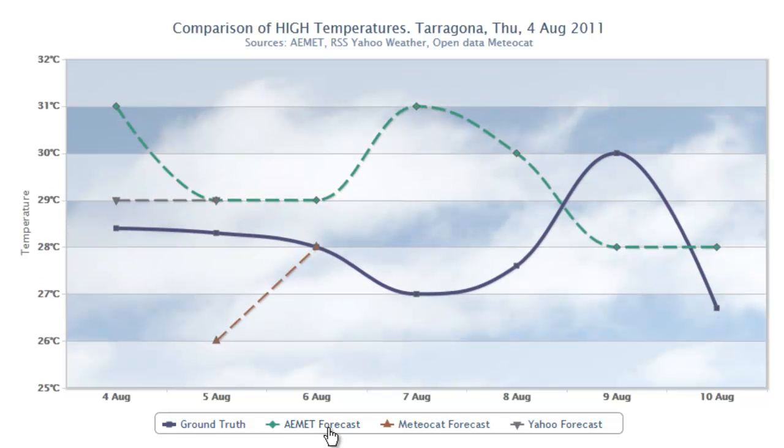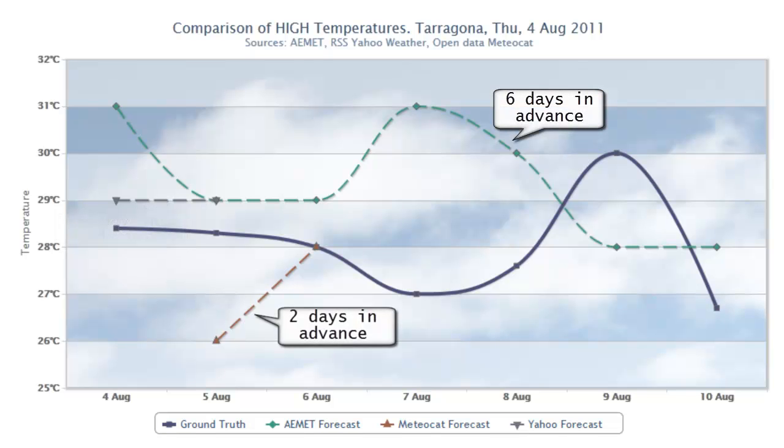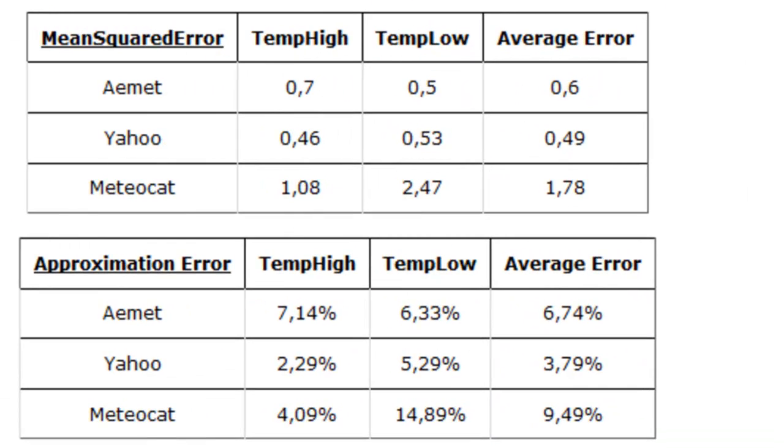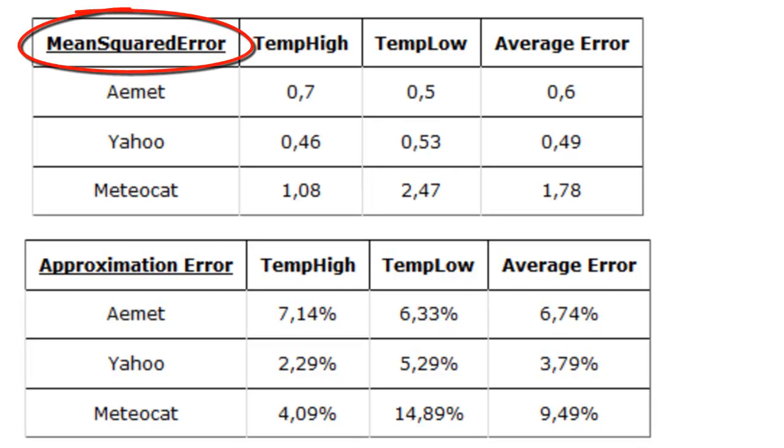Here we can see that not all of the services have the same characteristics. Yahoo gives predictions 1 day in advance, Meteocat 2 days in advance, and AEMET 6 days in advance. The most important result of the report is the assessment of each predictive service. It consists of the comparison between the ground truth and the forecasting data. We have two tables with the mean squared error and the approximation error respectively.